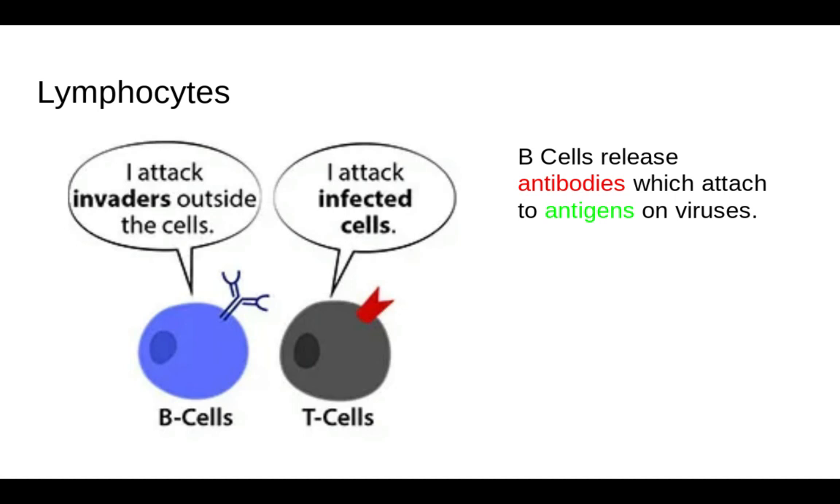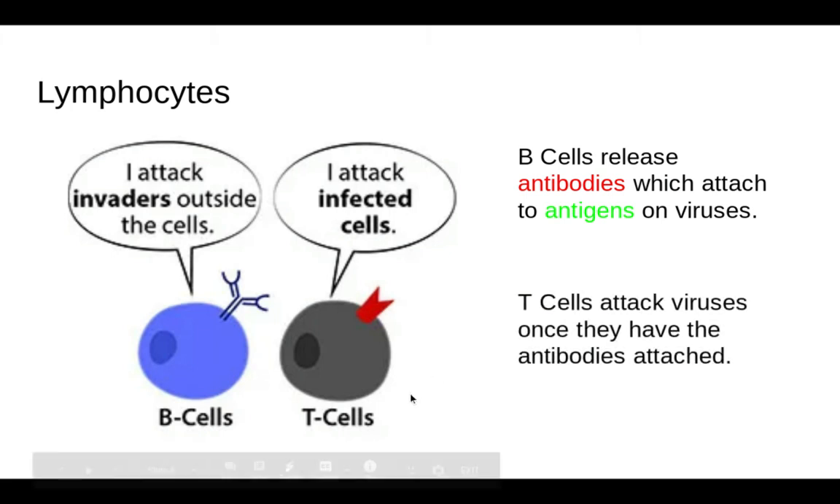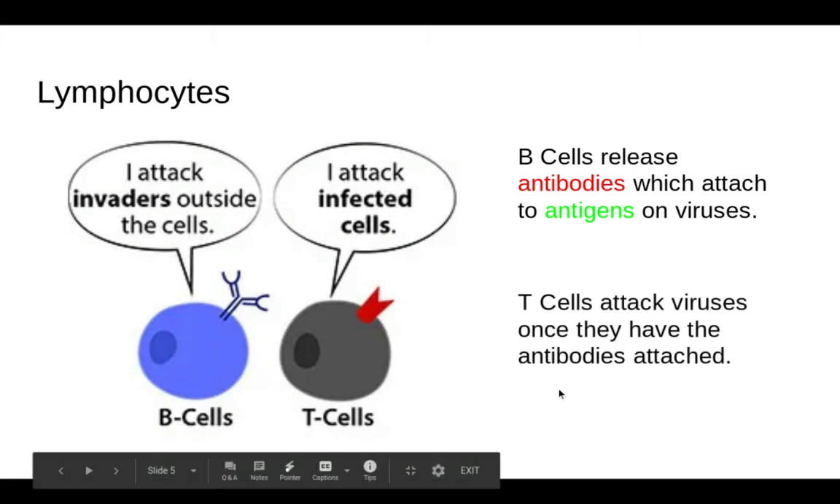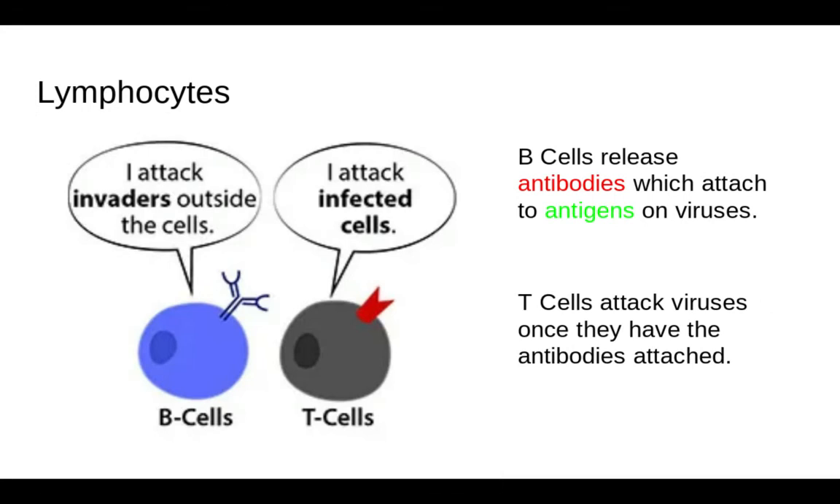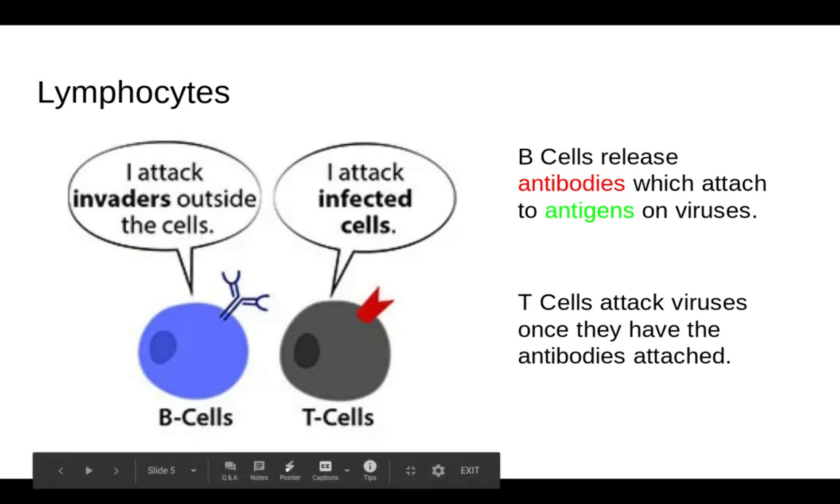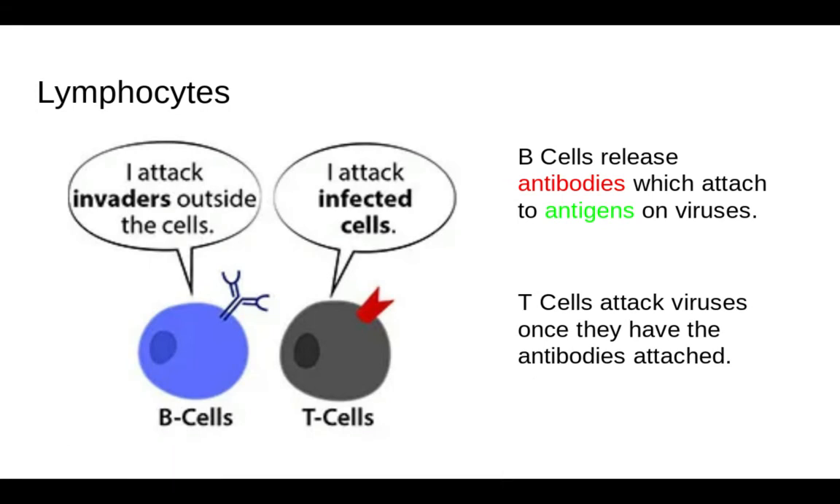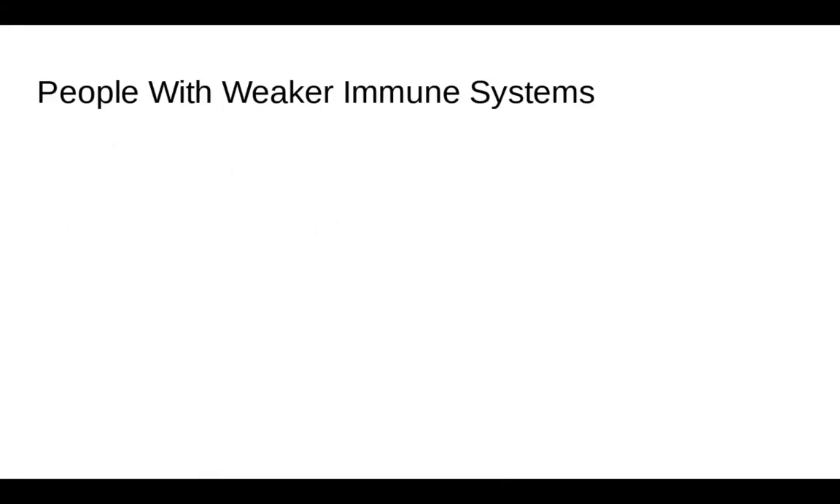And the antibody is important because when the antibody attaches to the antigen, the T cells can activate. And the T cells attack viruses once they have antibodies attached. T cells need antibodies because they don't want to attack any cell in the body. If they attack healthy cells, then that can be very dangerous. They only want to attack cells which have antibodies because we know those cells, those viruses, are dangerous.